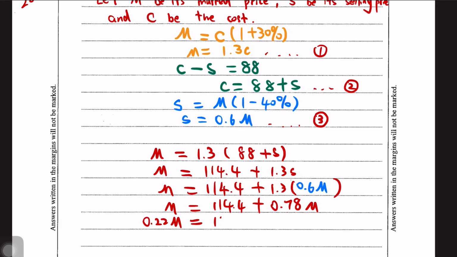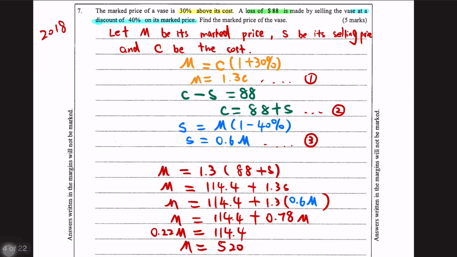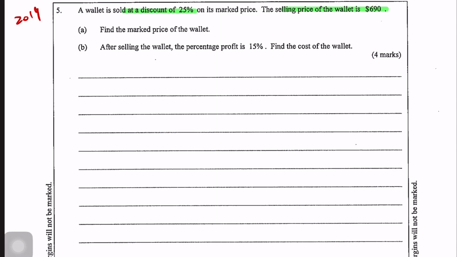0.22 m equals 114.4, and then divided by 0.22, m equals 520. Okay, that's how we do it. So when you have 3 unknowns, it's okay. You just do it slowly, think about it step by step. You can solve it. I believe now 2019's question is super easy for you.